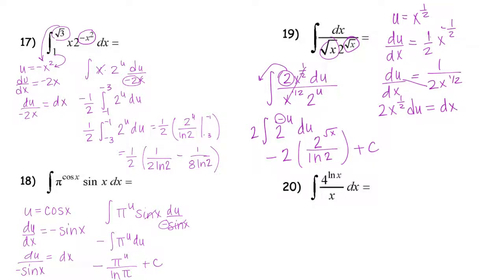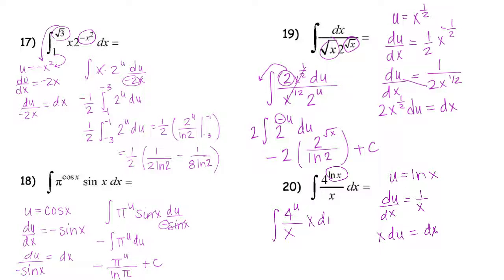All right, so for our next problem, number 20, again, as strange as it looks, we're still going to do a u sub here for natural log of x. So du dx is going to be 1 over x. We can do our cross multiplying. And so we've solved for dx. Now back over here, we're going to integrate. That's going to be 4 to the u, and then we're going to have over x, and dx is x times du.